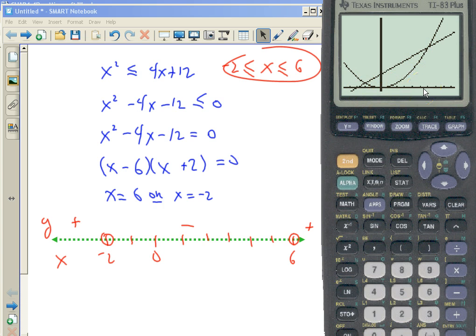There you go. That's what we're asking. When is the parabola below, less than, the line? The y values of this below the y values of this. And also equal to, that would be the points of intersection. Let's check the points of intersection.